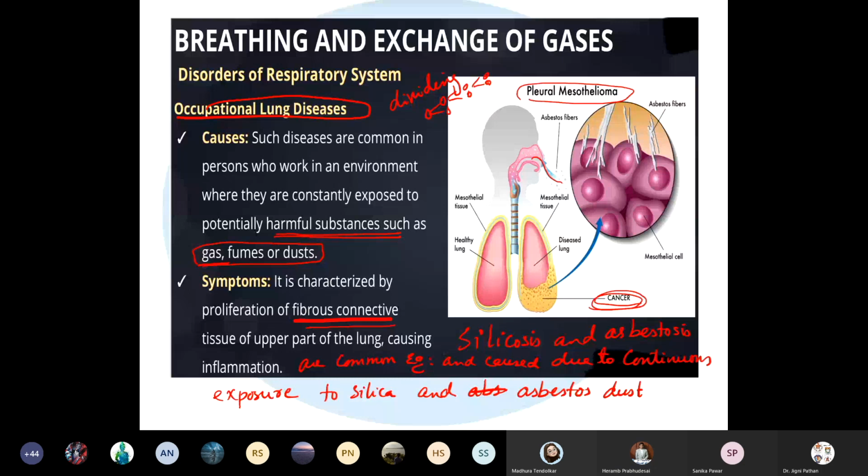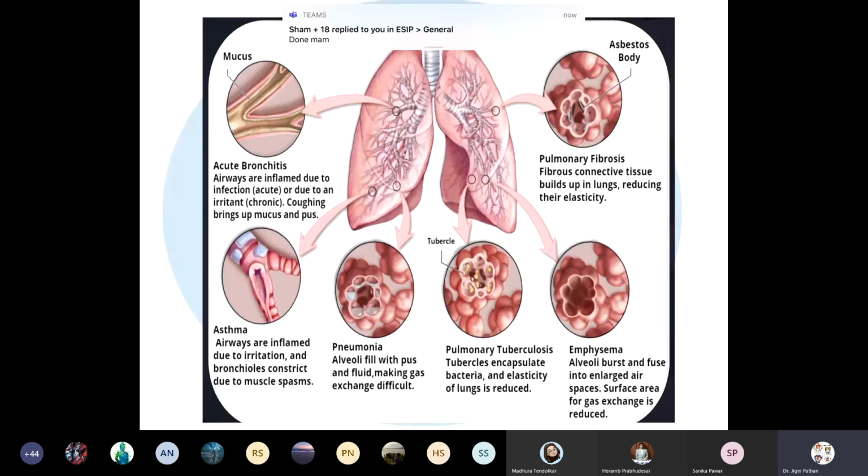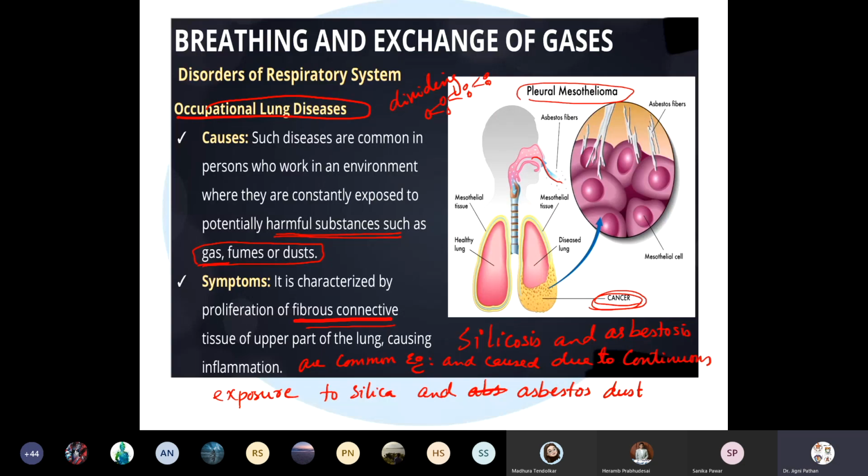Done, ma'am. Okay. You can just go through this. Important things that you should know. I have covered this. This slide you can just have a summary of the disease. This is the summary of the disease. You can just go through this. Show the previous slide. Previous slide. Okay, right now.